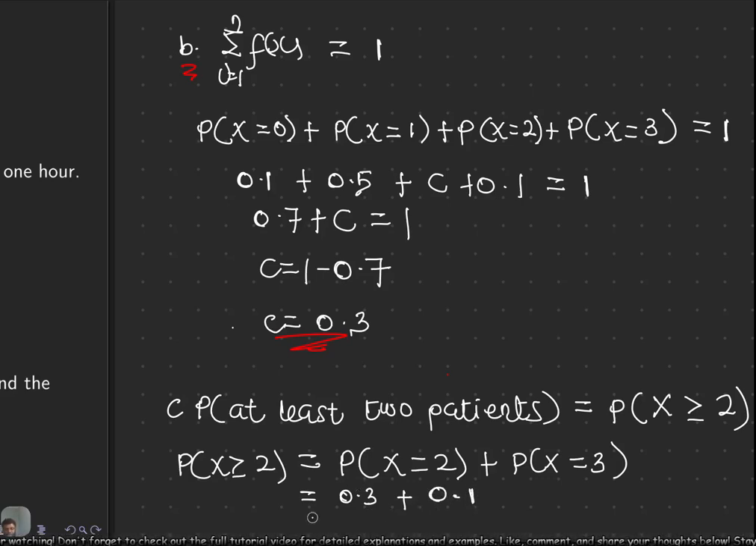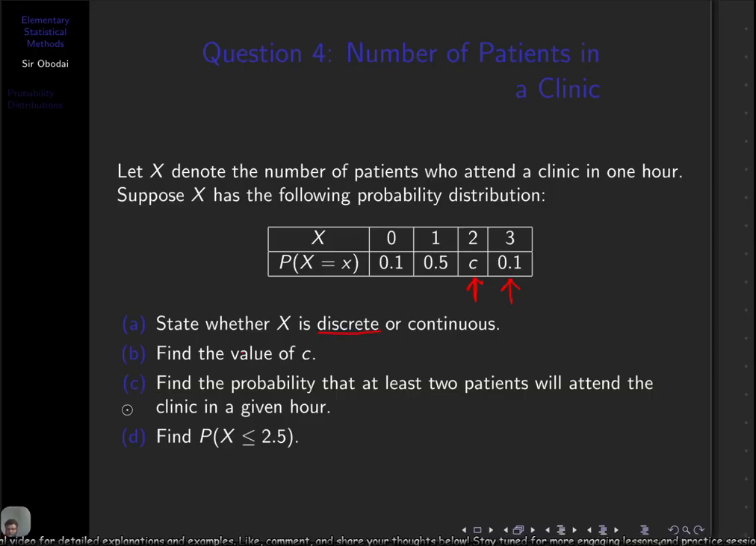So we add these two, 0.3 plus 0.1 giving us 0.4. You see, so the probability that at least 2 patients will visit the clinic within an hour is 0.4. Right? So that solves C. Then now let's go to the next one, which is the last one.